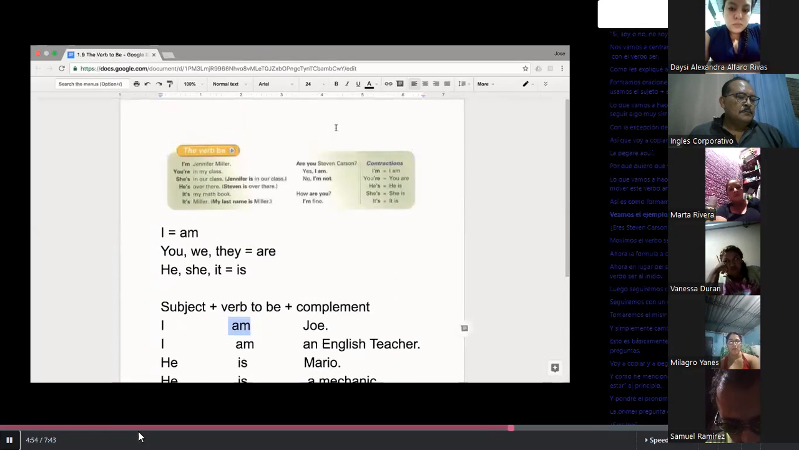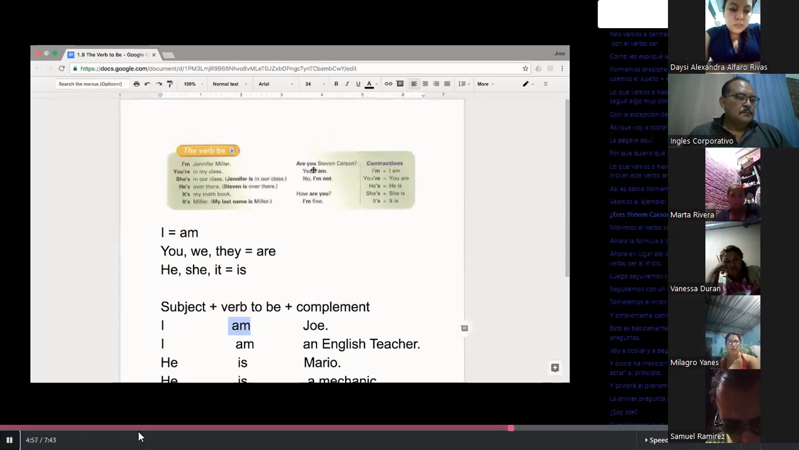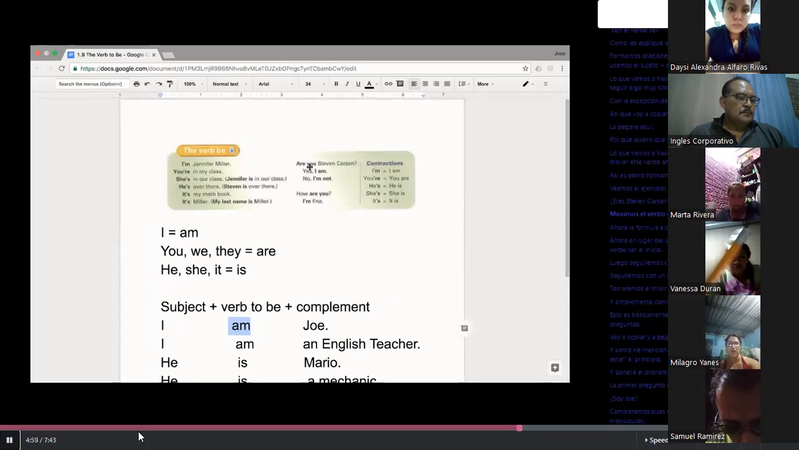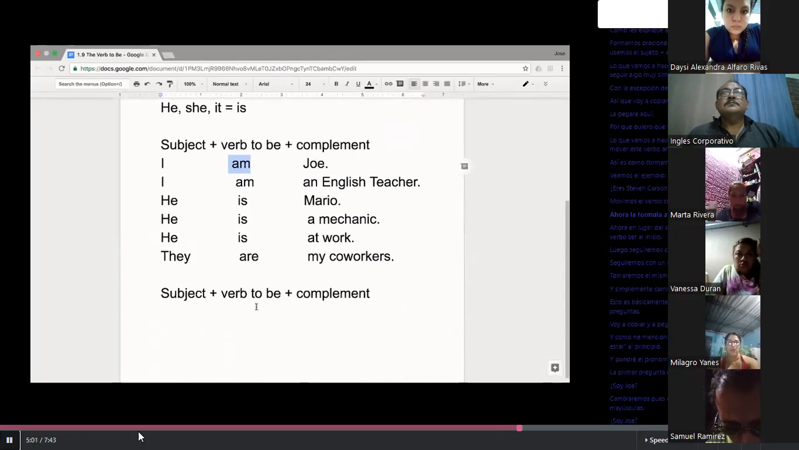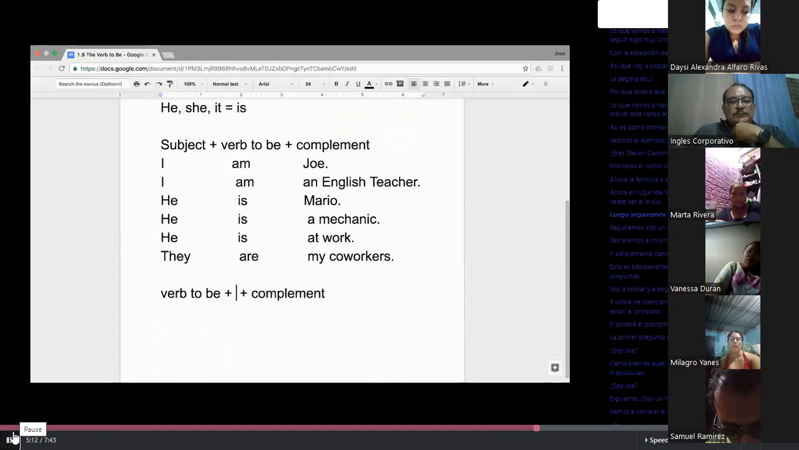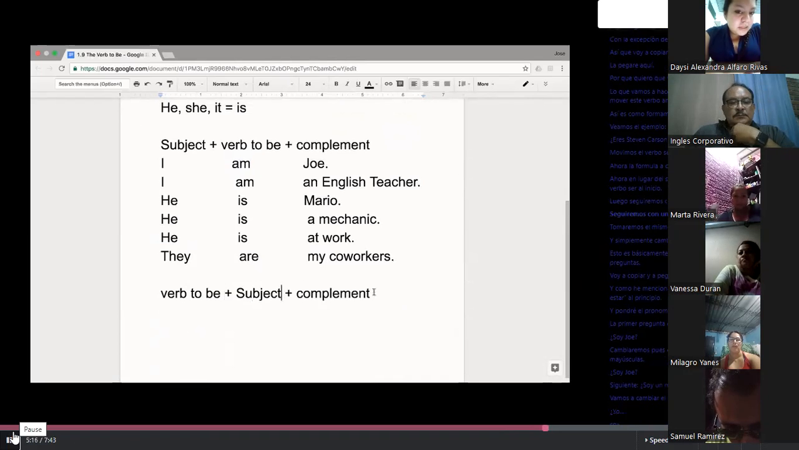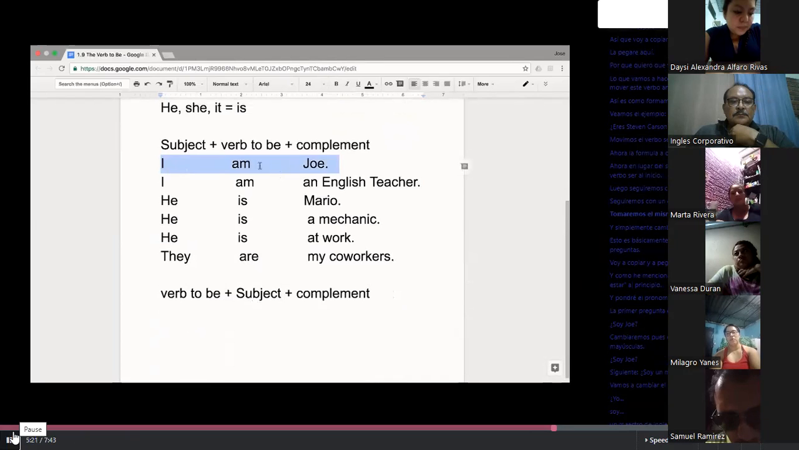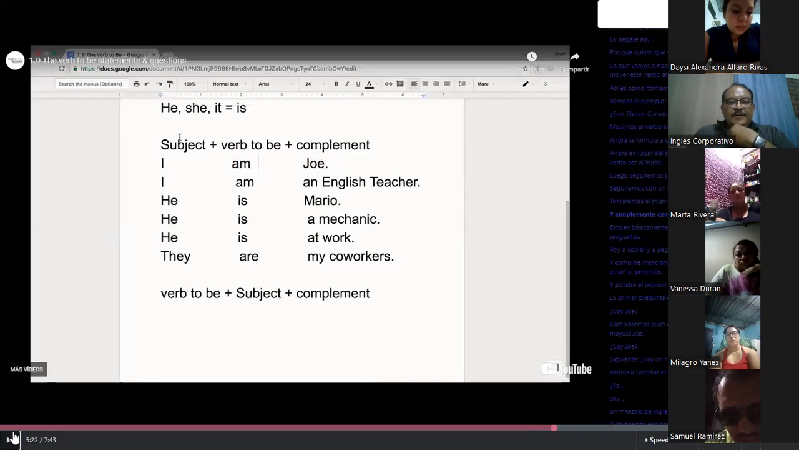So look at the example. Are you Stephen Carson? We move the verb to be before the pronoun you. Okay, so our formula needs to change. Now, instead of the subject at the beginning, we're going to say that that's the verb to be at the beginning. And then we're going to say that that's the subject or the pronoun. And then it's going to follow some kind of complement. So we're going to take the same examples here and simply change.